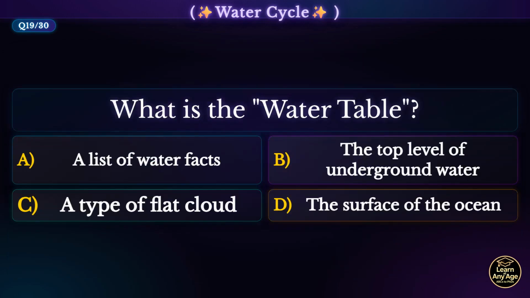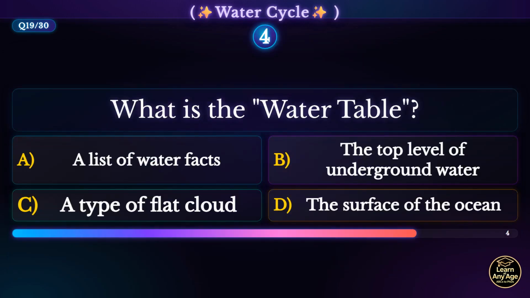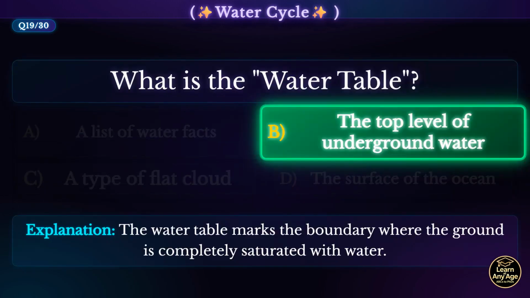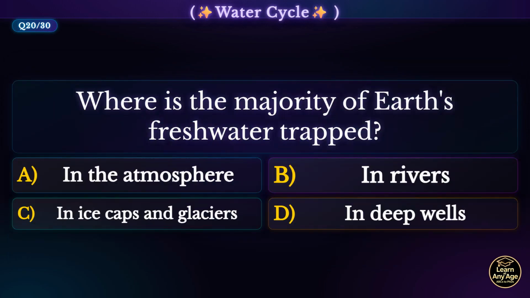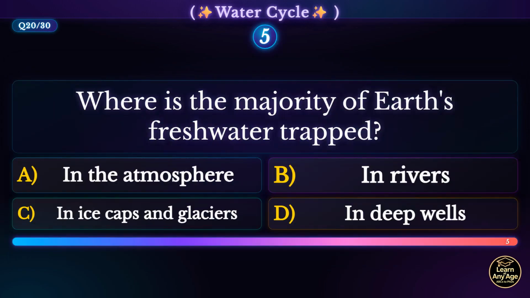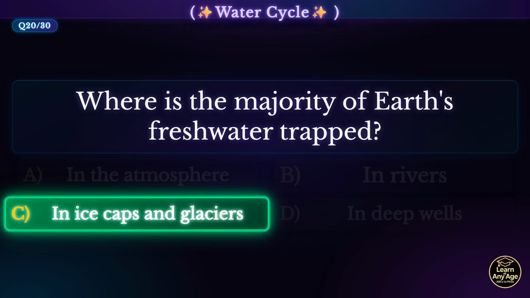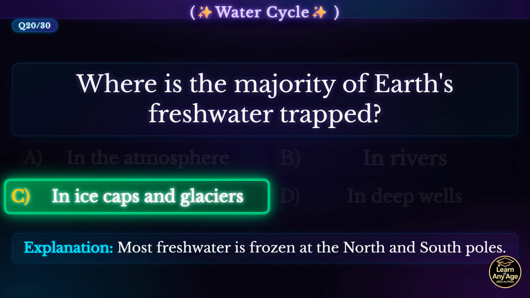What is the water table? The top level of underground water. The water table marks the boundary where the ground is completely saturated with water. Where is the majority of Earth's fresh water trapped? In ice caps and glaciers. Most freshwater is frozen at the North and South poles.